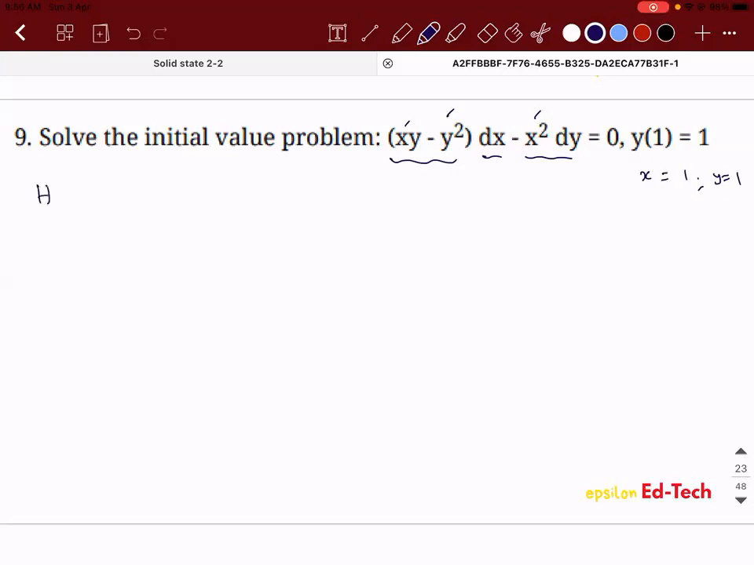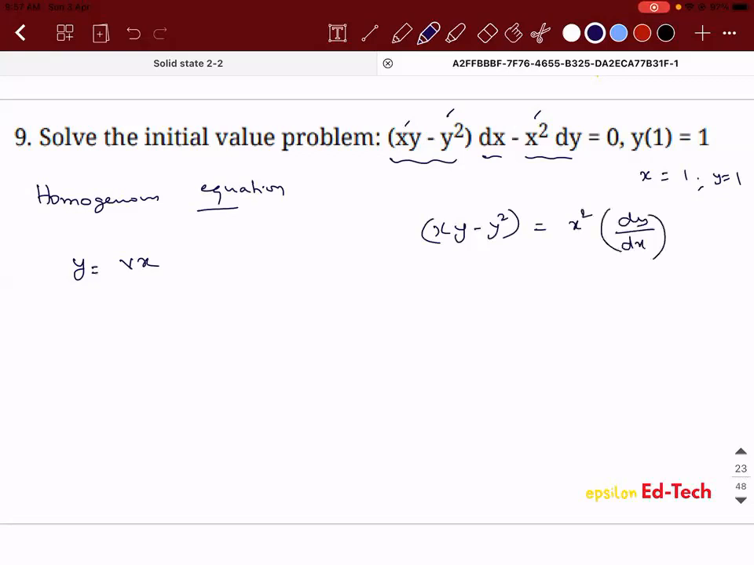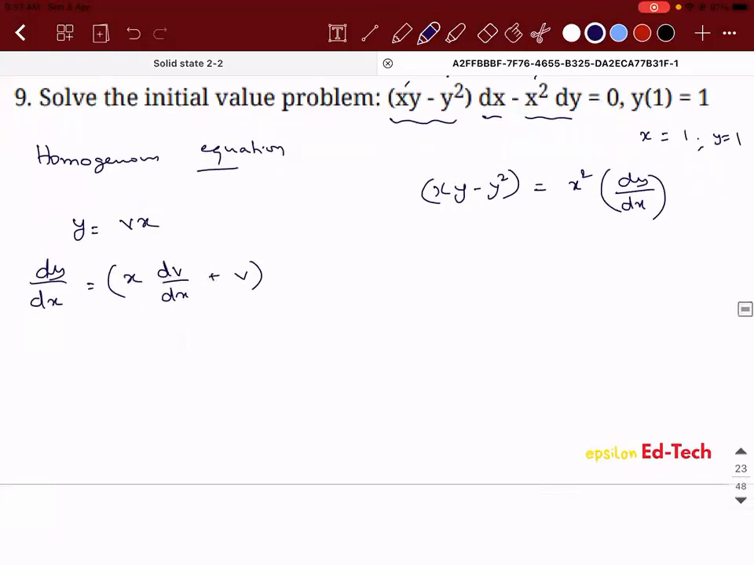So this is a homogeneous equation. So if that is the case, I can put y is equal to vx and then proceed. Right. So first we will rearrange it. xy minus y square is equal to x square into dy by dx. So dy by dx is equal to v plus x into dv by dx.